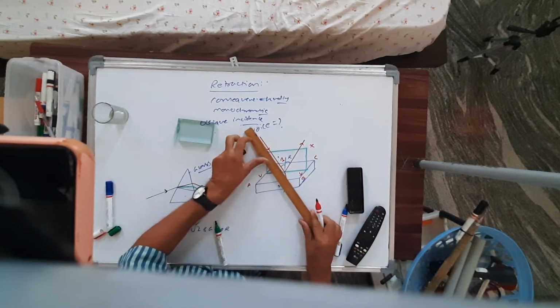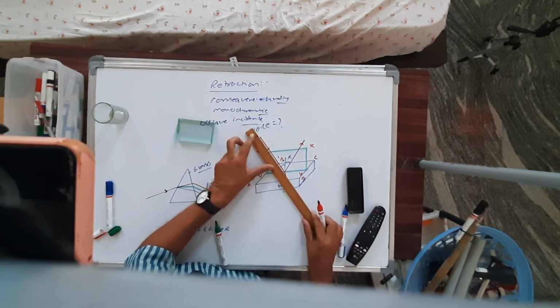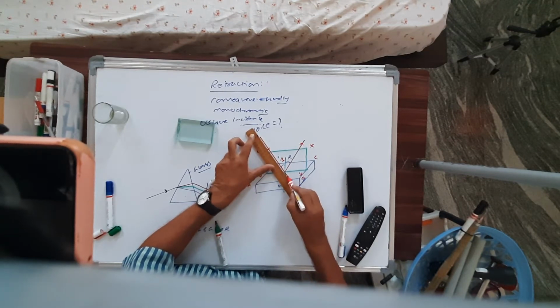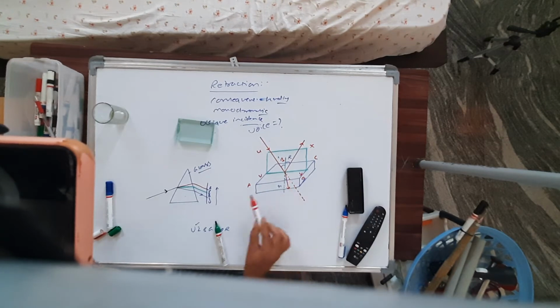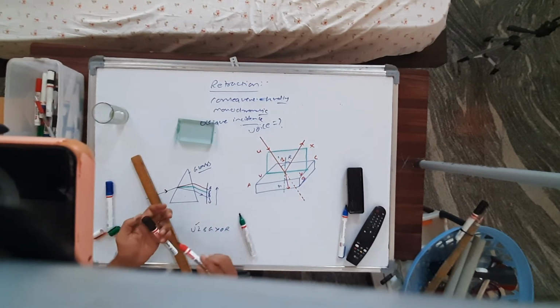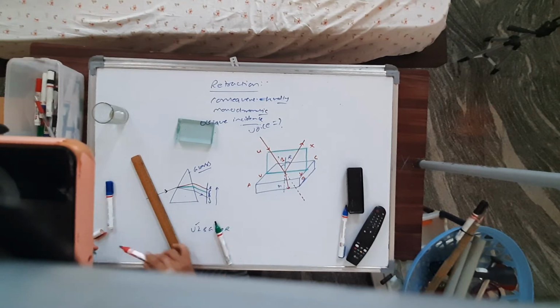You have to notice that the light ray should travel straight like this. The light ray should have gone straight, but instead of going straight, the light ray is bending. Similarly, it bends here too. Therefore we have to call this phenomenon refraction.